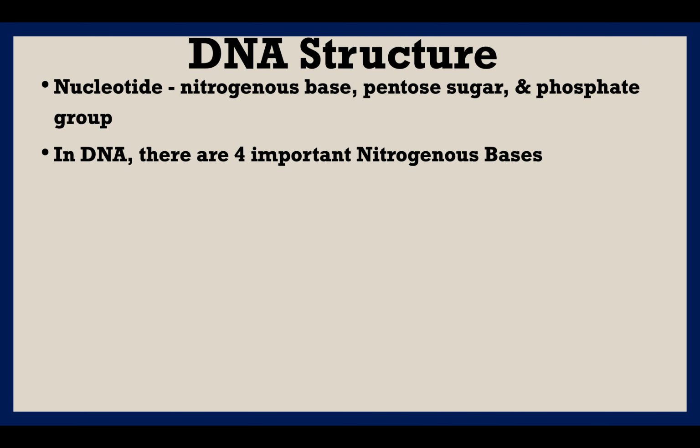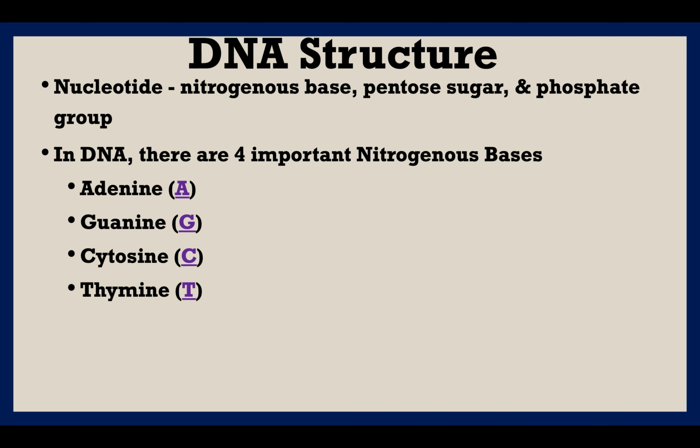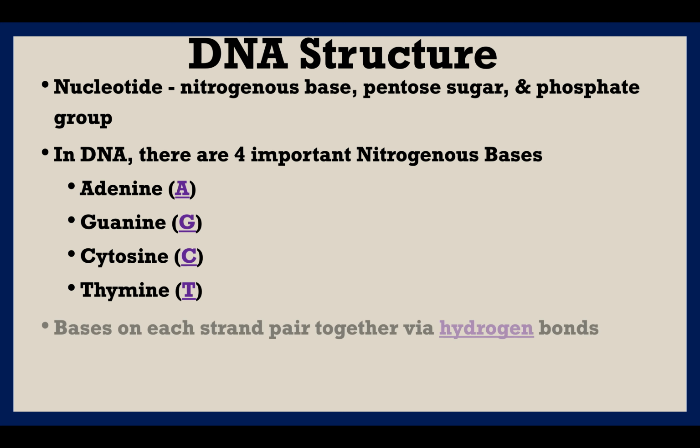In DNA, there are four important nitrogenous bases. We have adenine, guanine, cytosine, and thymine. Bases on each strand pair together via hydrogen bonds. Remember from back in Unit 1 when we were talking about hydrogen bonds. Hydrogen bonds are not real sharing of electron bonds like covalent bonds are. Hydrogen bonds are more about attractions.